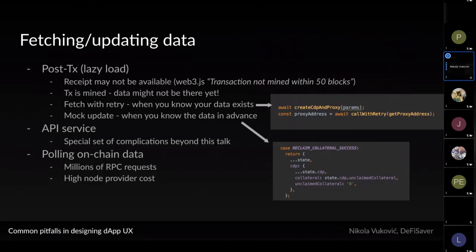Another way to handle this is to have a separate API service. This is just a whole special set of complications that's hard to discuss universally, and it's a whole talk of its own. This is an approach some dApps use as well, but obviously it makes you more centralized, but if done correctly, it can provide good UX for your users.